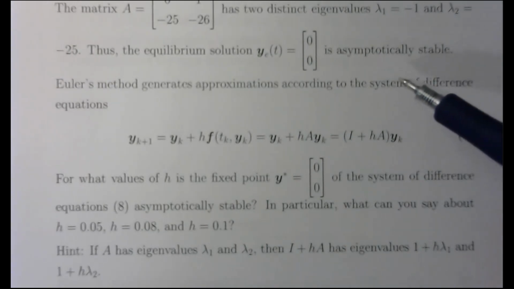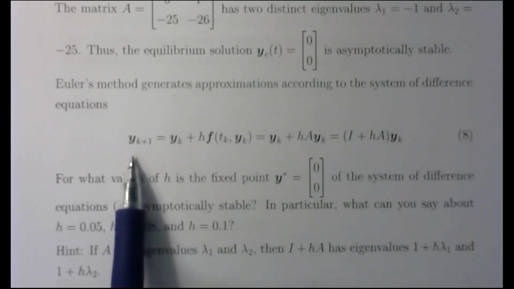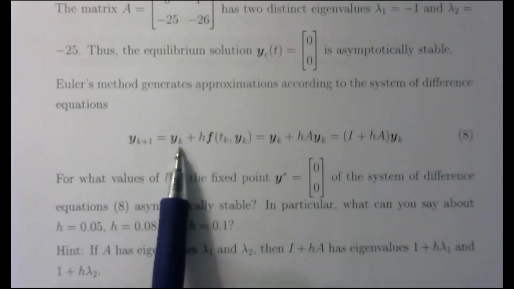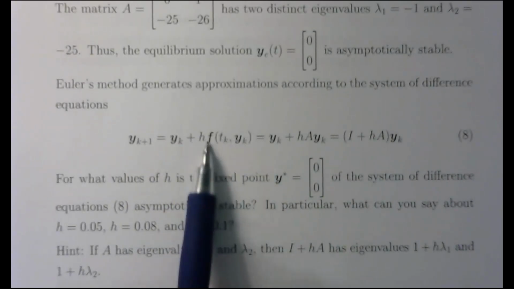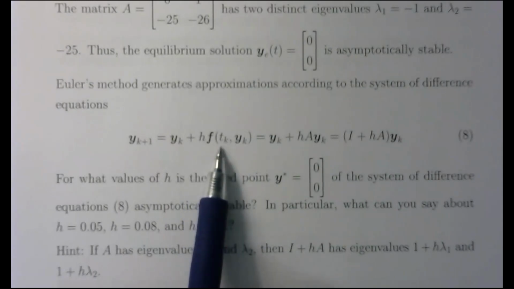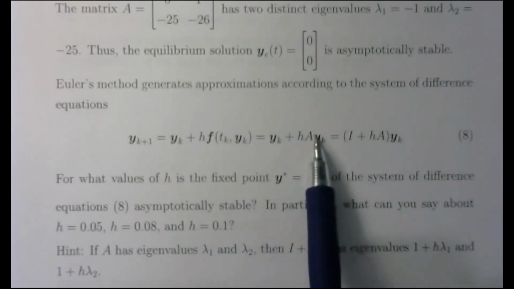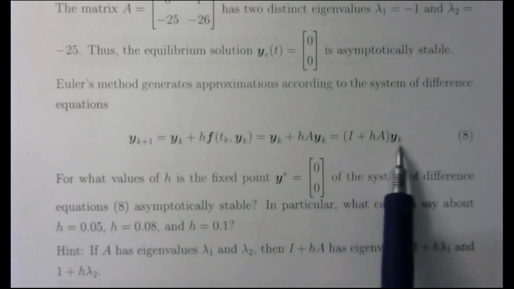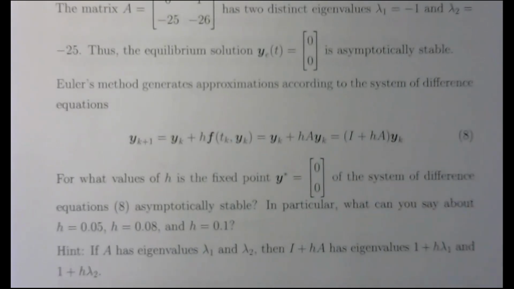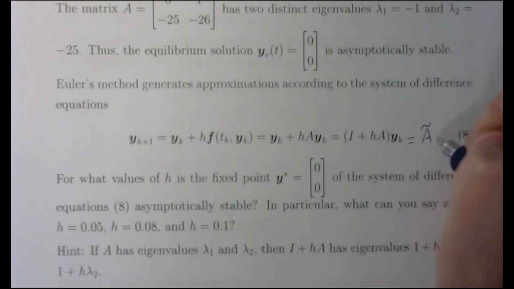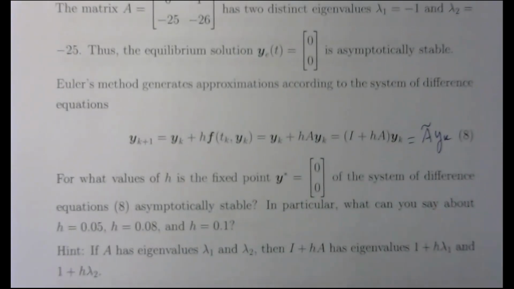So Euler's method generates approximations according to these difference equations, right? y at k plus 1 is y of k plus h times the right-hand side of the equation, right? F at t_k and y_k. So what is that for the equation above? That's really Ay_k. So I just have this discrete time equation, right? So that looks like some A tilde y_k. This guy again has a fixed point at 0, 0. Call it y star. But for what h's is it asymptotically stable?